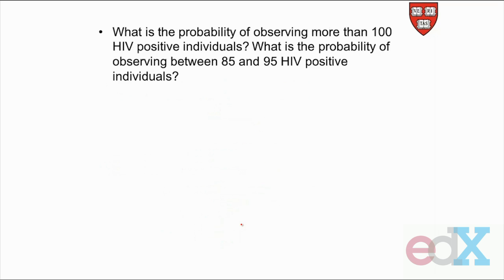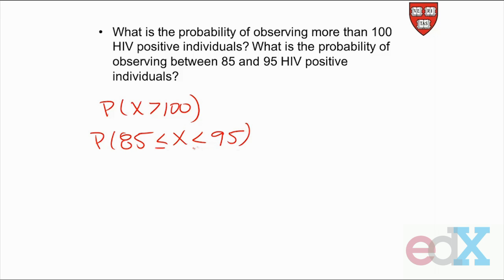Next, we want to do some probability calculations. First, what is the probability of observing more than 100 HIV positive individuals? Second, what is the probability of observing between 85 and 95 HIV positive individuals? To do those calculations, we need to go ahead and open up Stata. So open Stata on your computer right now.